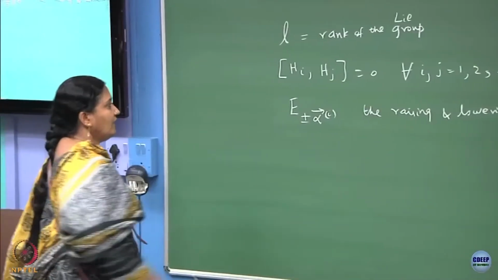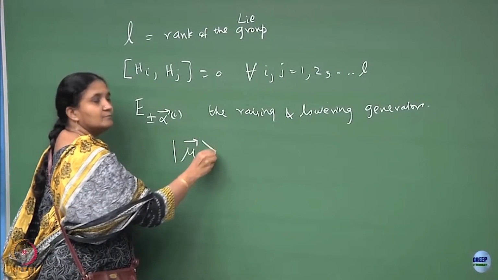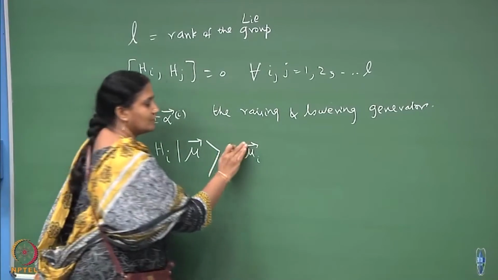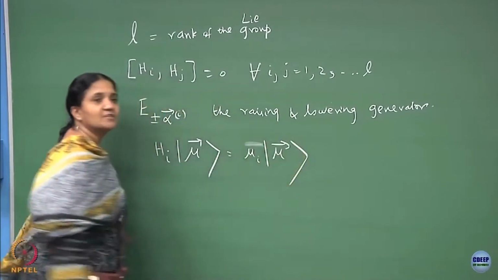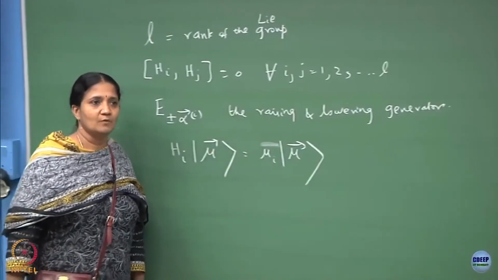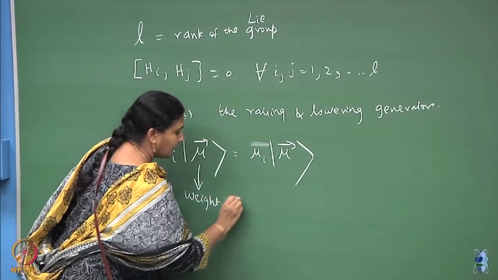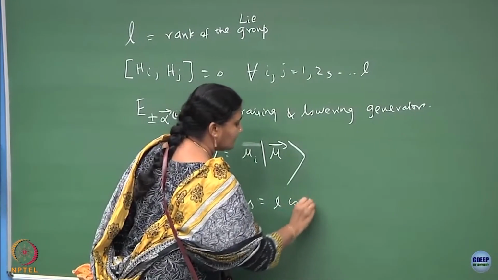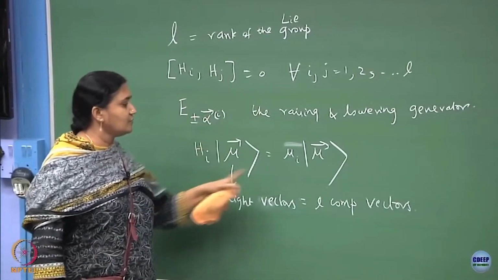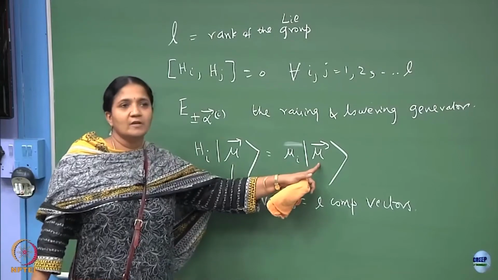okay. And we write the state which is the simultaneous eigenstate of these diagonal generators, which we call formally a mu vector, and Hi will pull out the ith component of the mu vector. So, the vector is gone. This will be the notation: every Hi will pull out the ith component of the mu vector, okay. So, these are what we call weight vectors, and they are L component vectors, okay. So, for every one of the L Hi's, that ith component will be pulled out for the Hi operator, and there are L of them. So, this is going to give you an L component vector.